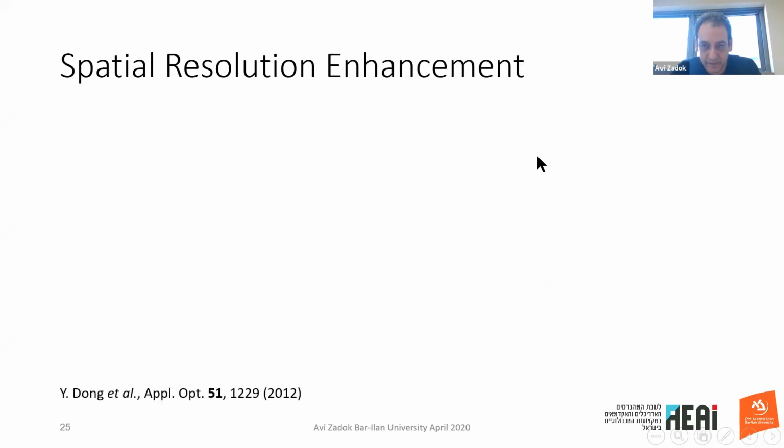Nevertheless, our community has not given up on spatial resolution. And there are literally dozens of very clever schemes that people devised in order to achieve much better resolution than 1 meter. I'll show you just one example. This example is a collaboration between the Harbin Institute of Technology in China and the University of Ottawa in Canada. And the lead author is Professor Yongkang Dong.